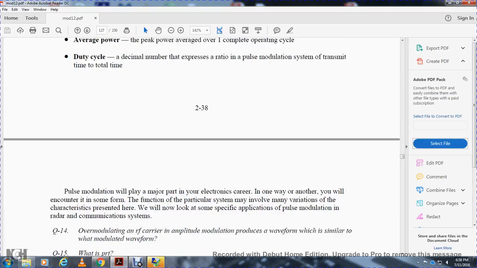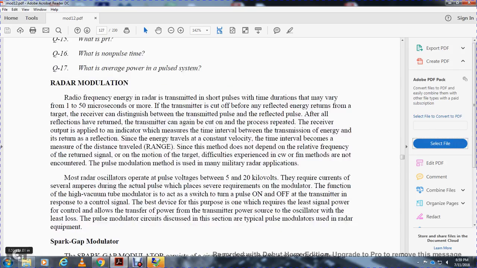Pulse modulation will play a major part in the electronic carrier in one way or another. You will encounter in some form the function of the particular subsystem when they may involve variation of the characteristics presented. You will now look at a specific application of pulse modulation in radar and communication systems.